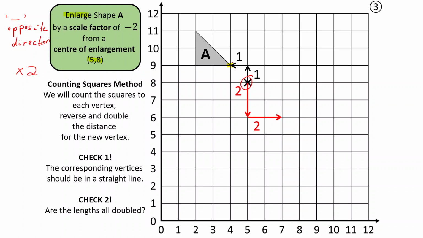So this point here is going to go to this point here, which they can go and draw in. There we go. Okay, so that's the first one done. They then go and choose another point to go to. So they've gone for this point over here.